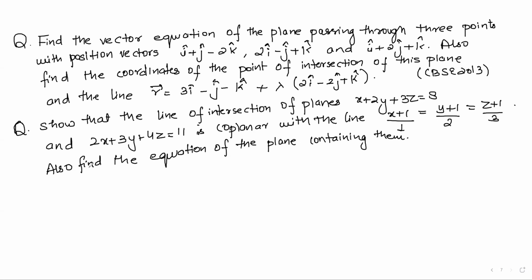4x minus 2y is equal to 3. Very good. Ankush, what is the method you use here? What's the method used here? Intersection of the plane. Okay.